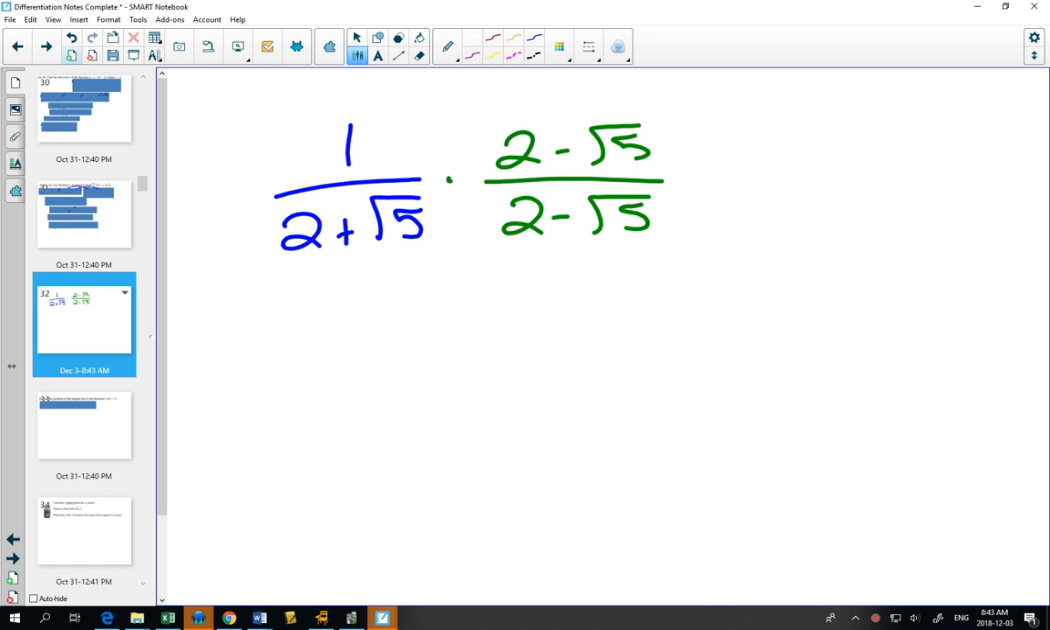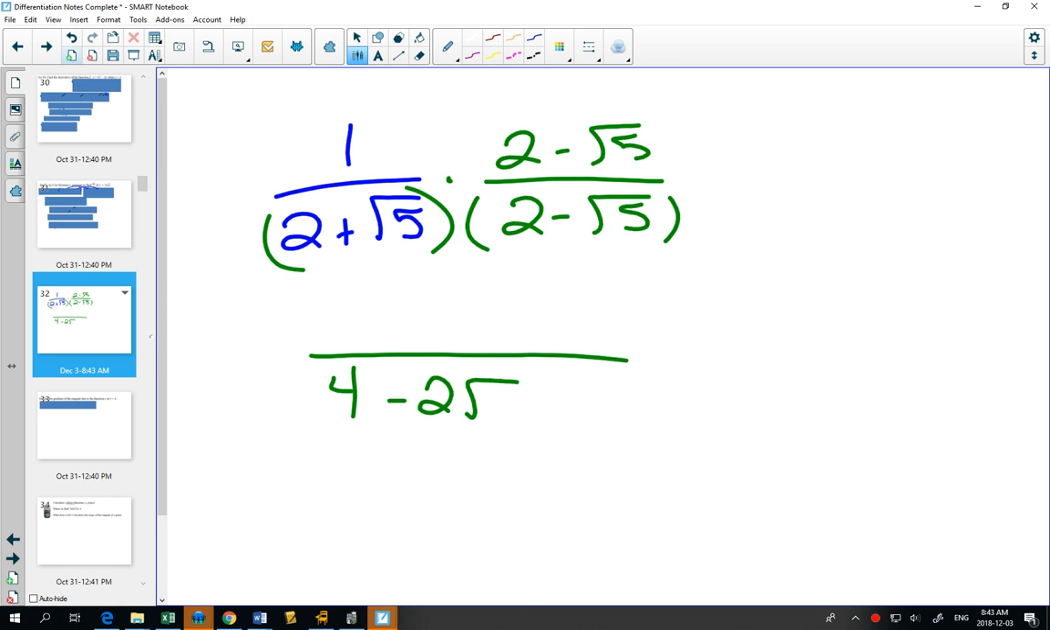And the reason we did this is because on the bottom, when we multiply this out, if we do it completely and FOIL it all out, you can see that the middle terms would cancel out. You'd have a minus 2 root 5 and a plus 2 root 5. And those would cancel out, and the rest are already whole numbers, so the bottom would just become negative 1.